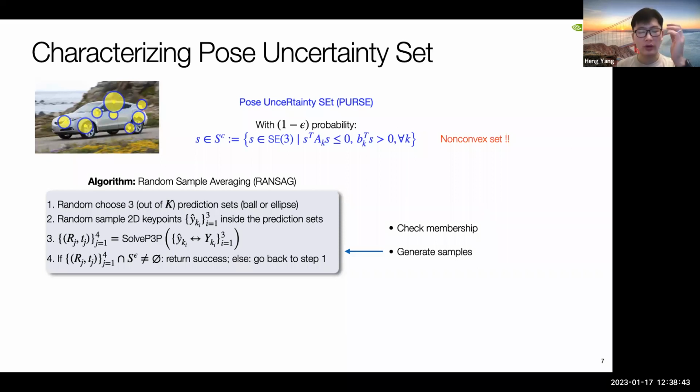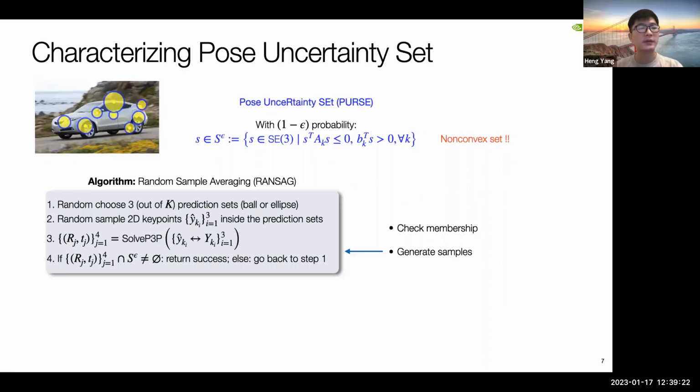Although it's very difficult to sample directly in my pose set, it's very easy to sample within my 2D semantic key point prediction sets. I have a bunch of these yellow balls here, and I can draw samples in these balls very easily. If they're ellipsoids, I can also draw samples in those ellipsoids very easily. So I randomly choose 3 prediction sets, which are 3 balls or 3 ellipses, and generate 3 random 2D key points, which I call y hat of ki, inside these prediction sets.